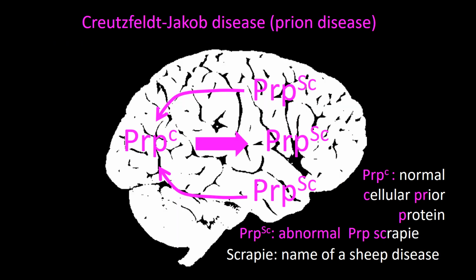The disease appears to be caused by accumulation in the brain of an abnormal prion protein denominated PrPSc. Sc stands for scrapie, a sheep disease where the protein was first found. This abnormal protein is derived from the conversion of normal cellular prion protein denominated PrPC.